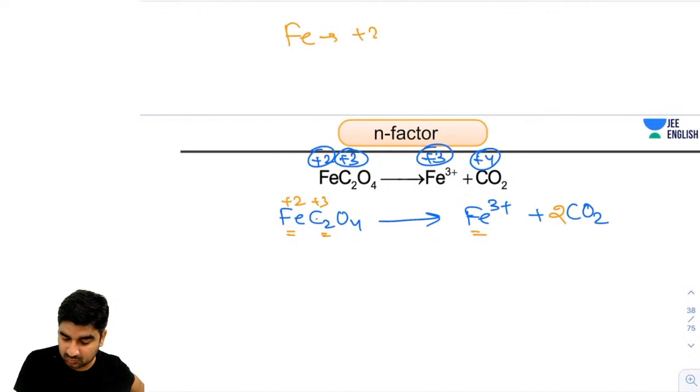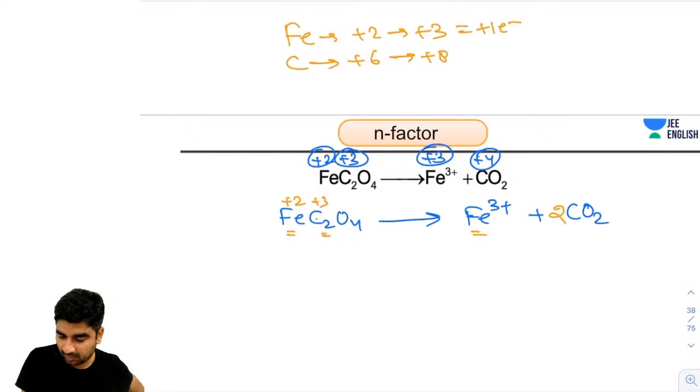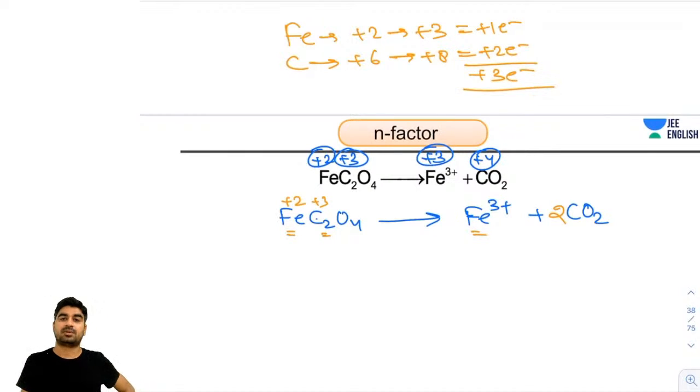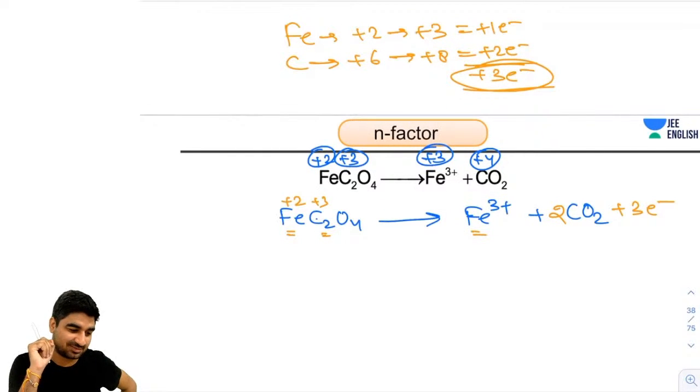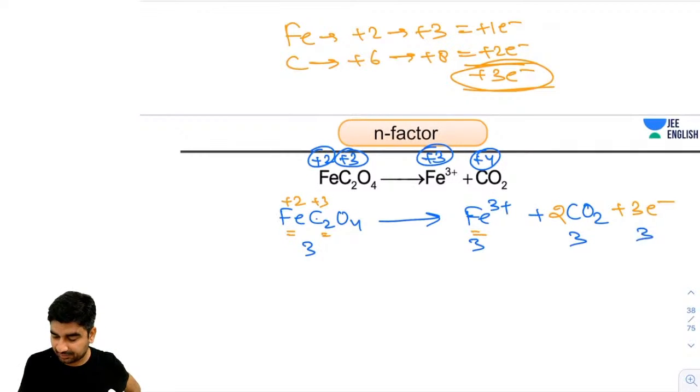Fe is going from +2 to +3. Carbon is going from +3 electrons. So there is total loss of 3 electrons. Yes, this is tough. Now do it. Now you will write 3, 3, 3 and 3. You will be getting 1.